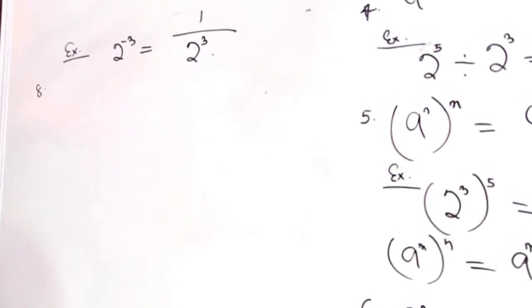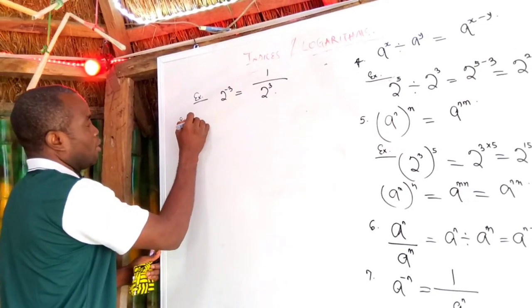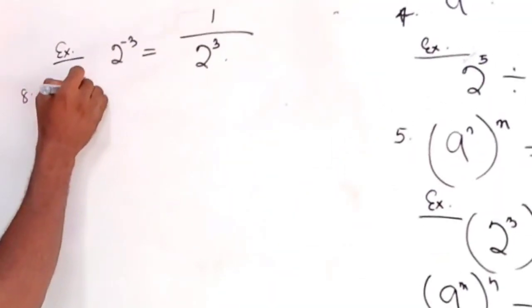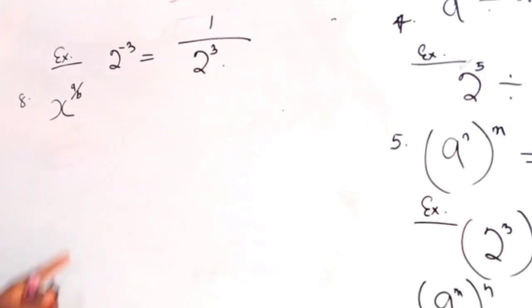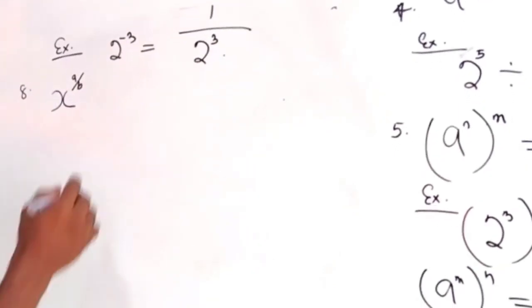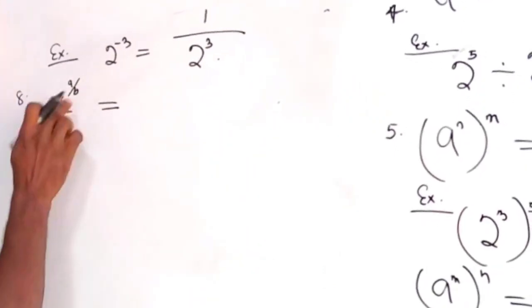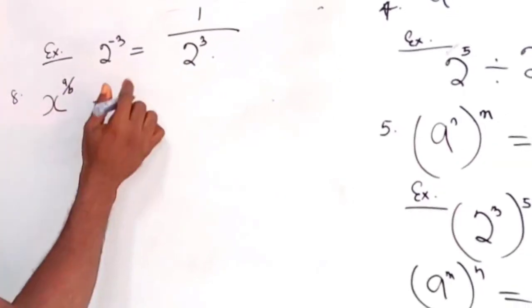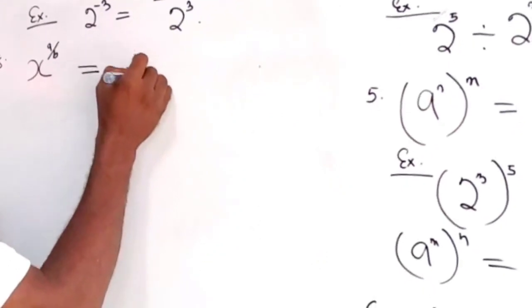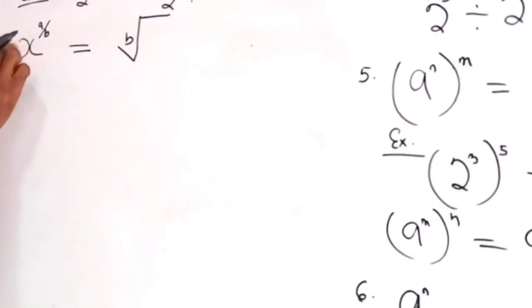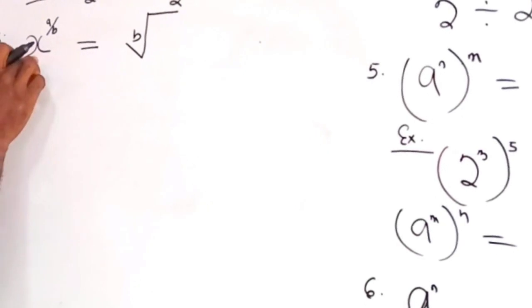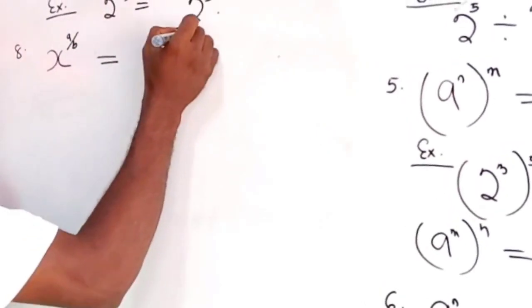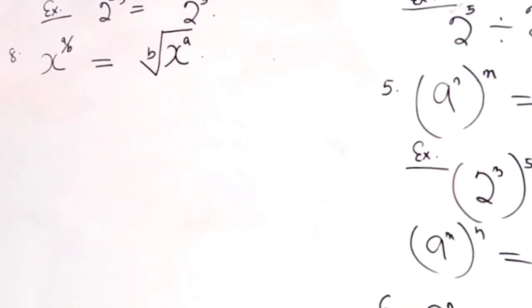Let's take another law. If you have x raised to power a all over b, it simply means the b-th root of this very base, which simply means the b-th root of x, raised to the power of a for this very base.